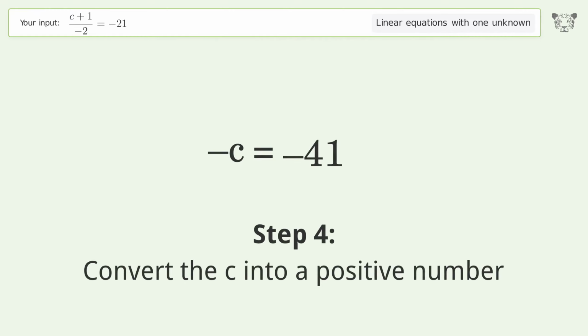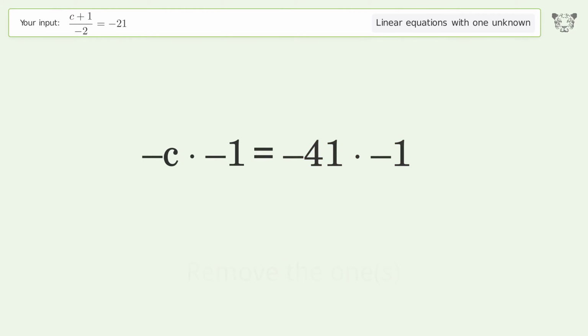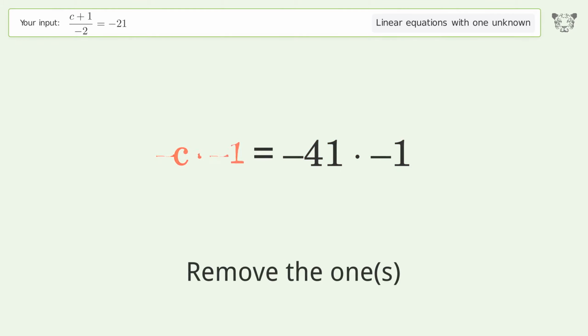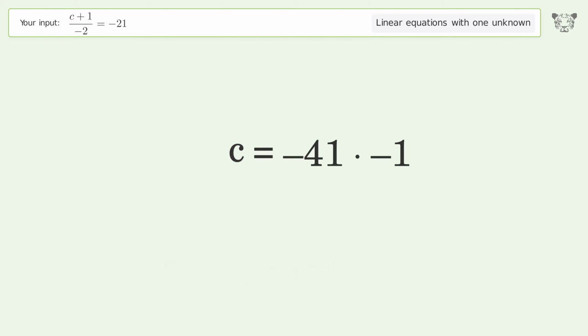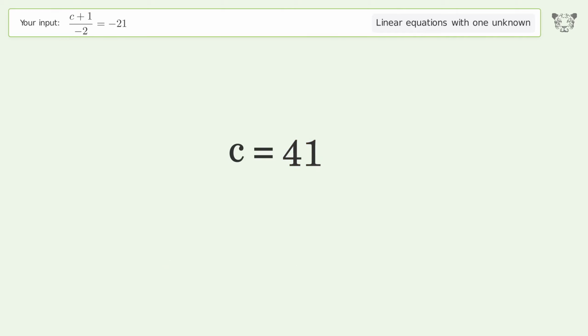Convert the c into a positive number. Multiply both sides by -1. Remove the ones. Simplify the arithmetic. And so the final result is c equals 41.